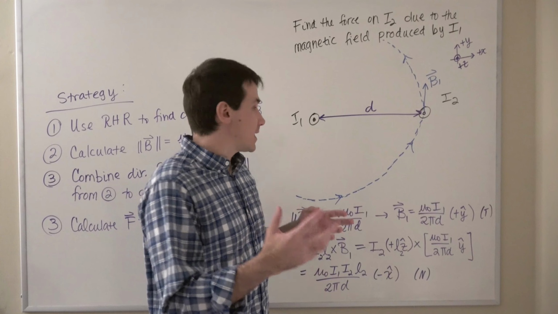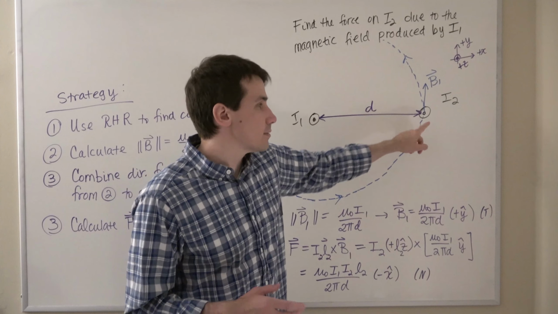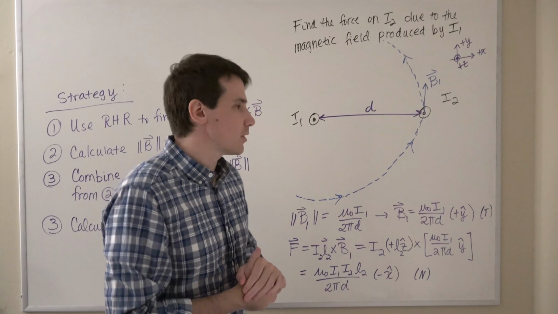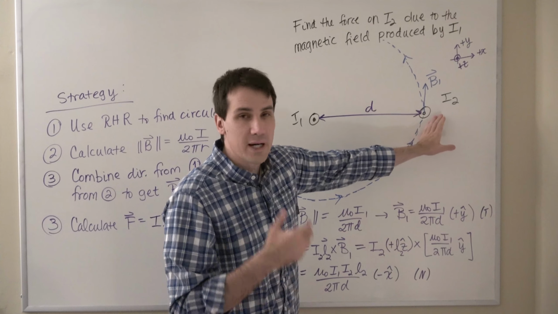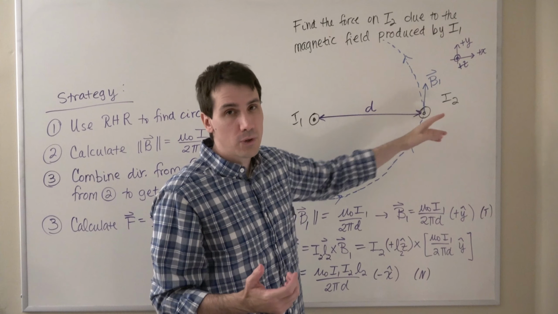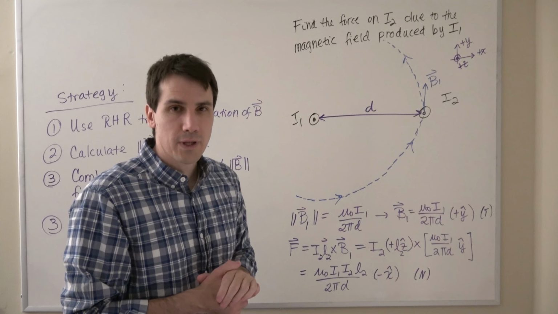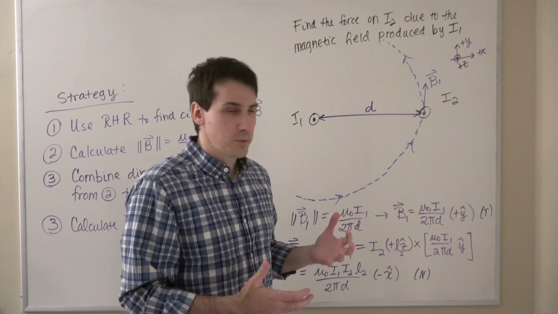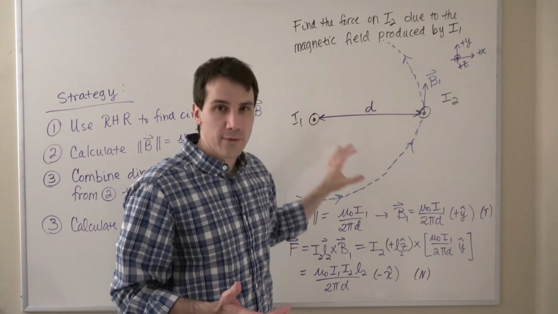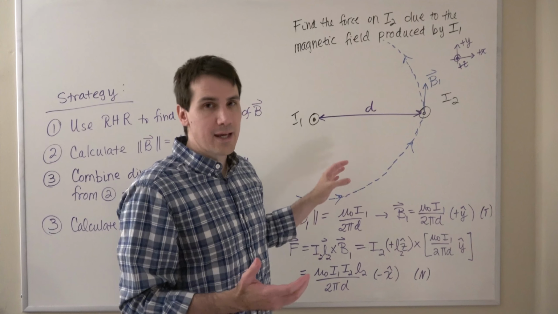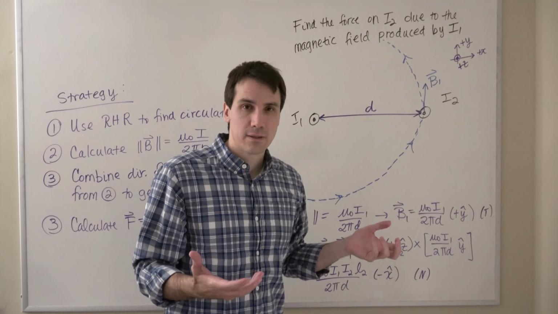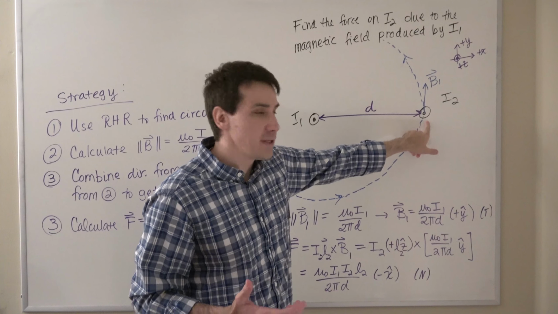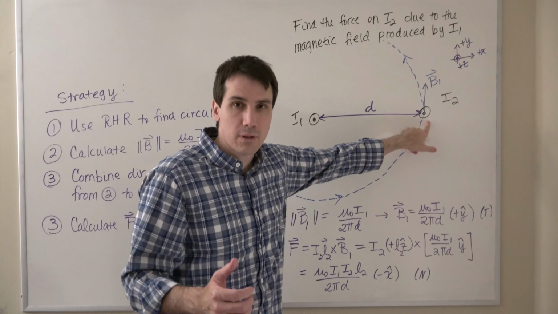So the basic idea is that I have two wires, both carrying current out of the board, and I'm specifically looking for the force on my second current, which I call I2, due to the first current. Now, it makes sense that these two currents should provide a force on one another because they're each generating a magnetic field and they are each carrying a current. Therefore, I1 creates a magnetic field at the location of I2.